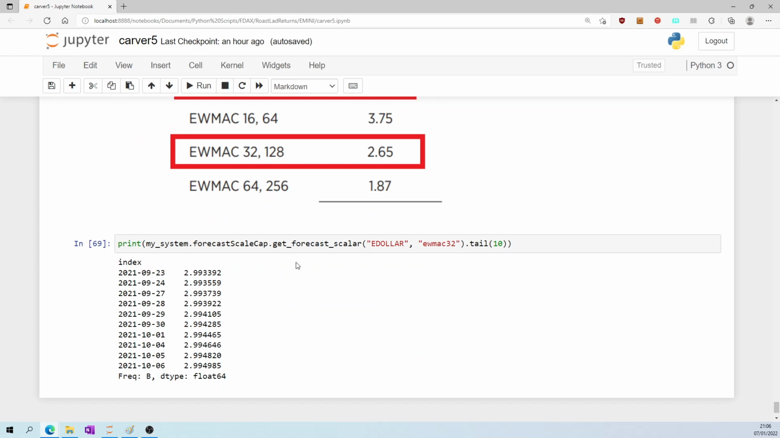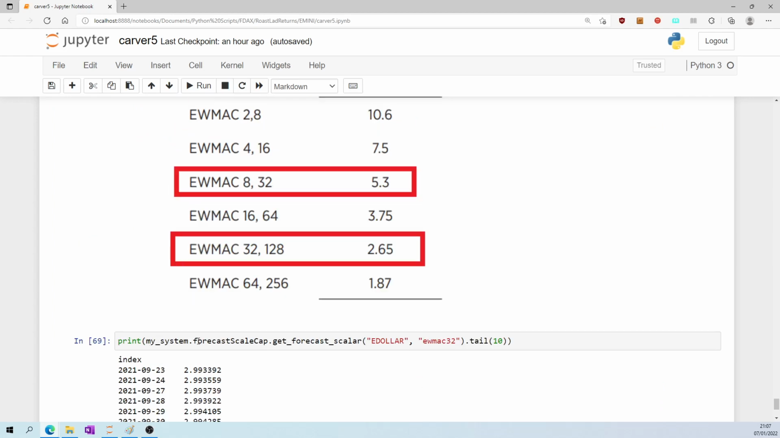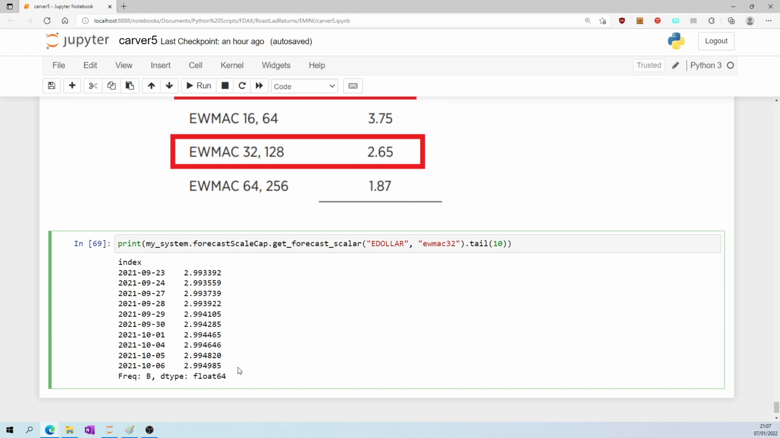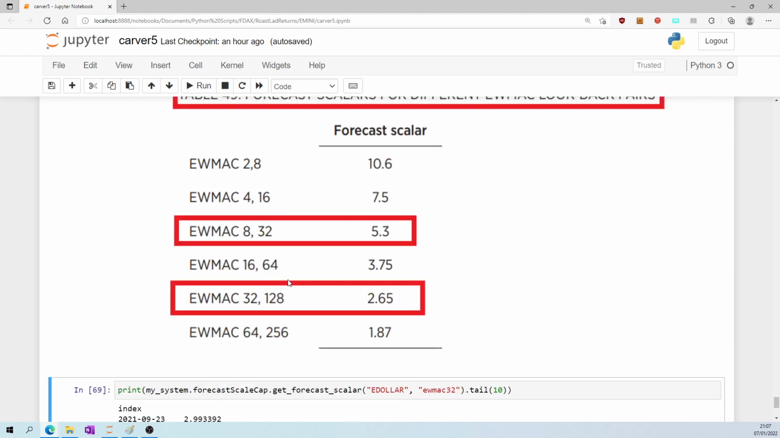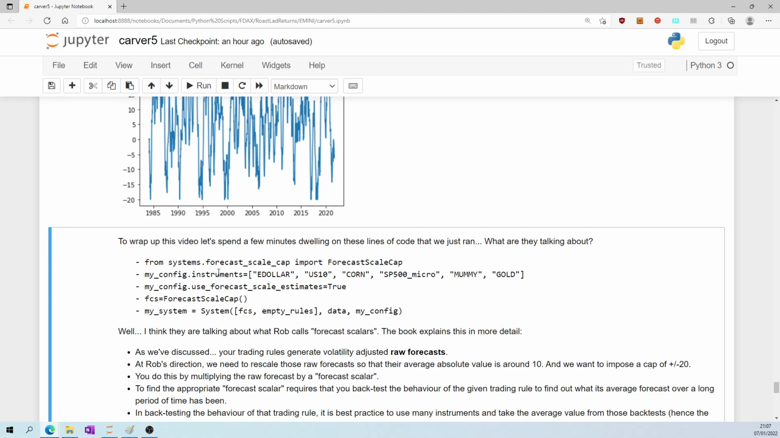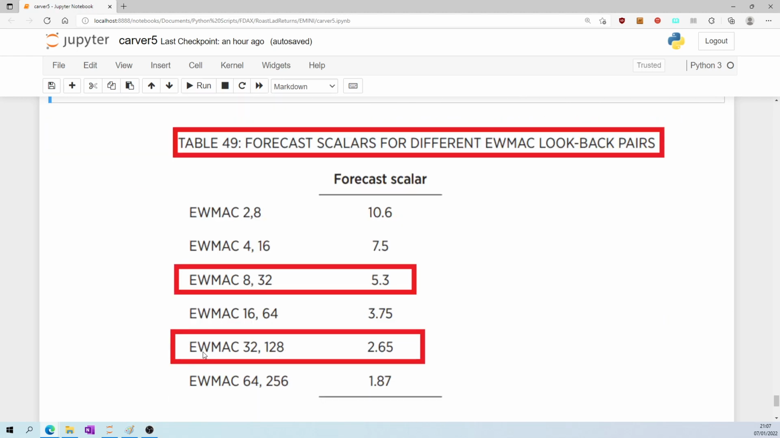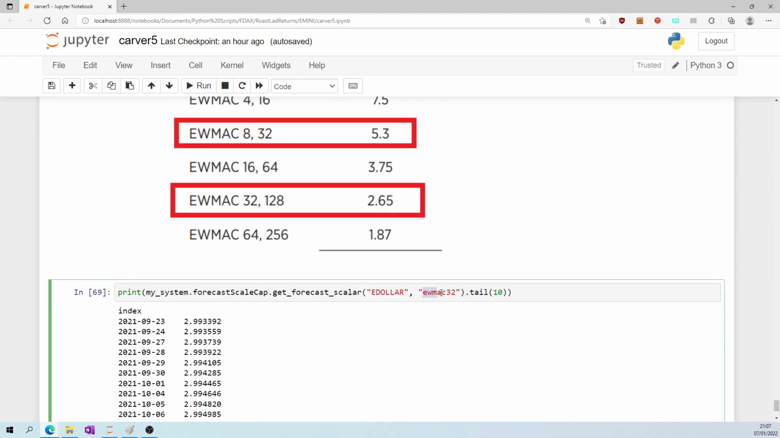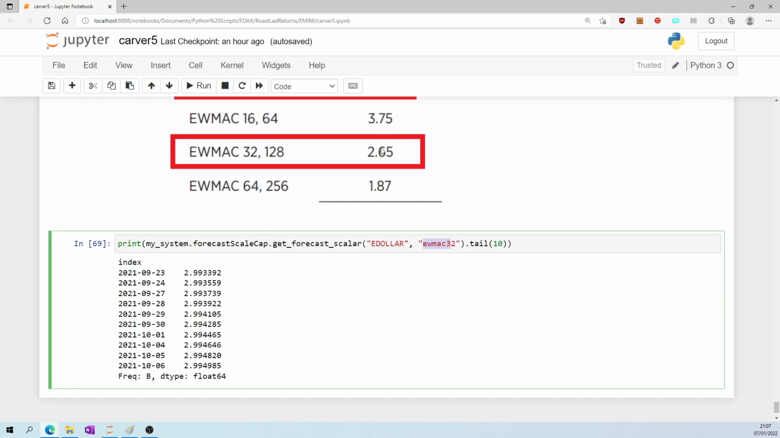Just the final point to make. When I run mysystem.forecastScaleCap.getForecastScalar for Eurodollar EWMAC32, the scalar value comes out at 2.99, and I'm quite happy with that because it was based on this selection of instruments, and it's similar to the fixed value for this trading rule, EWMAC32, that Rob came up with and published in his book, 2.99, not too dissimilar from 2.65. That's the end of this video.